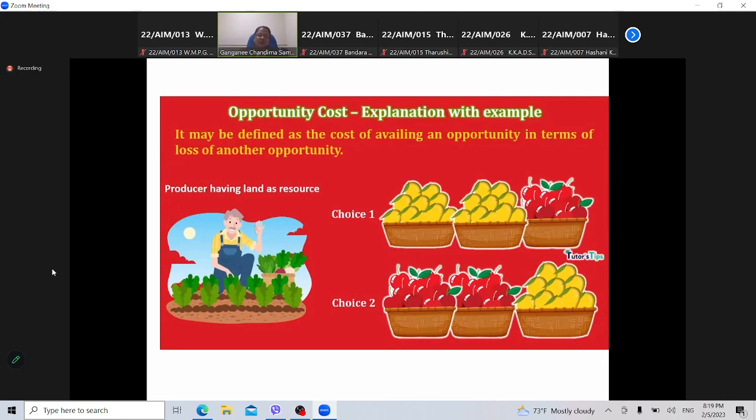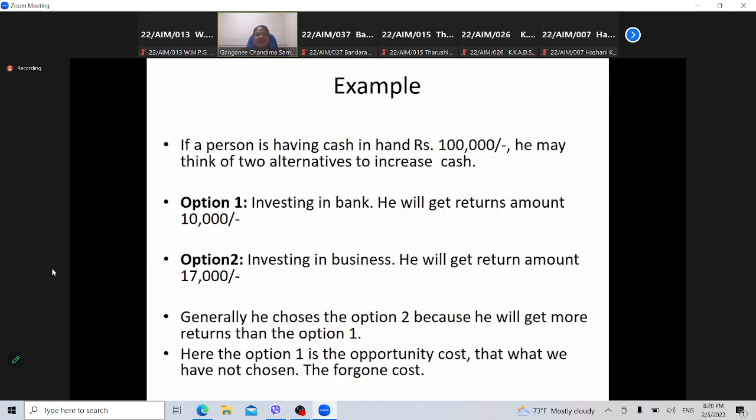In that case, let's say one person chose the first choice, he lost the second. Then opportunity cost is the satisfaction gained from choice two, because you just lost that one. Those who have chosen choice two, they miss the opportunity of tasting two baskets of mango and one basket of apple. Understood. Clear to you all just with that example? Okay, we'll go for another example.